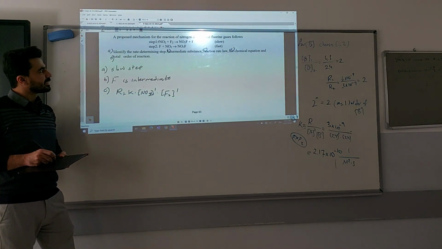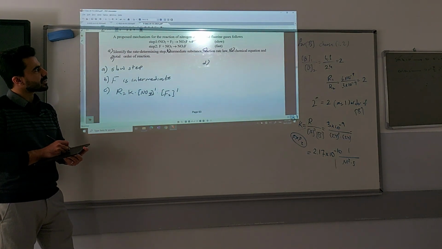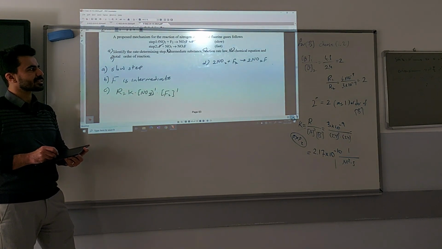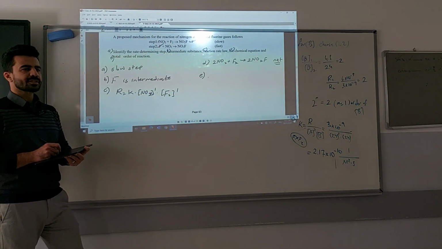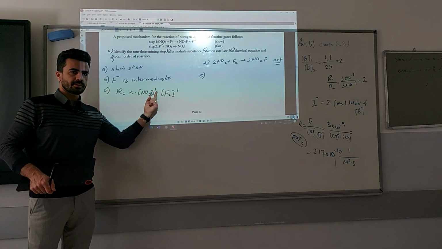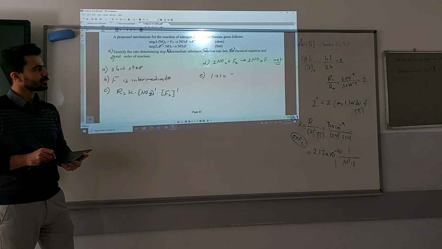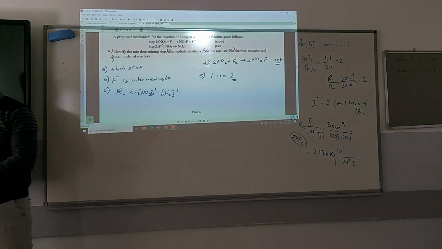Now, D says net. We have to find the net. So the F are cancelled. It means that we have 2NO2 plus F2 becomes 2NO2F. That's the net. And E says, what's the total order? Total order, one of them is this, the other one is also 1. So 1 plus 1, that's the total order. Okay, that's the total order.